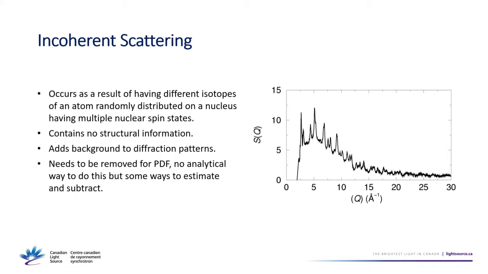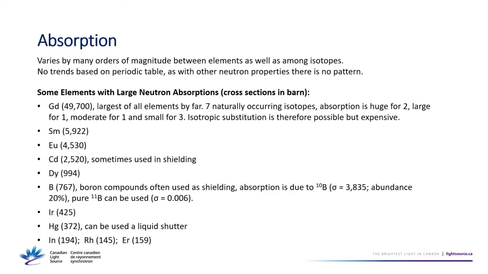Incoherent scattering can sometimes be a problem with neutron scattering because it doesn't have any structural information. You get this from having different isotopes of an element randomly distributed, or from the nuclear spins. They just create this kind of background noise that doesn't contain any structural information, and it needs to be avoided. There's no great way to do this analytically, but there are ways to estimate and subtract it. It's a problem when certain elements are present and certain ones aren't. Hydrogen in particular has a high incoherent neutron scattering.